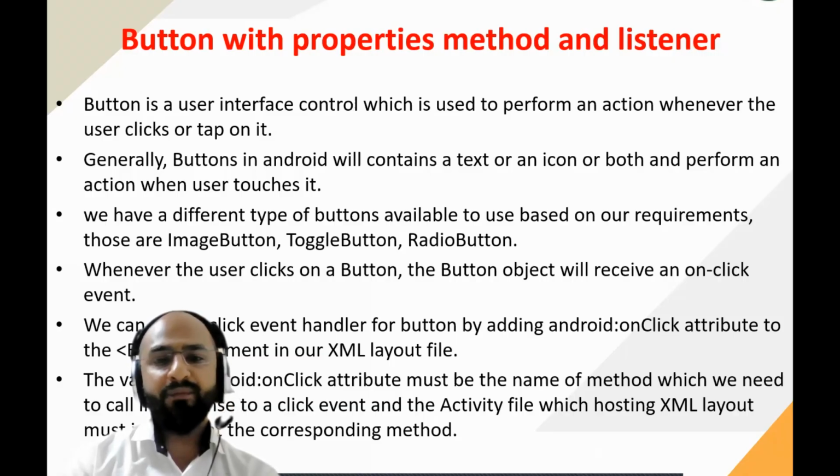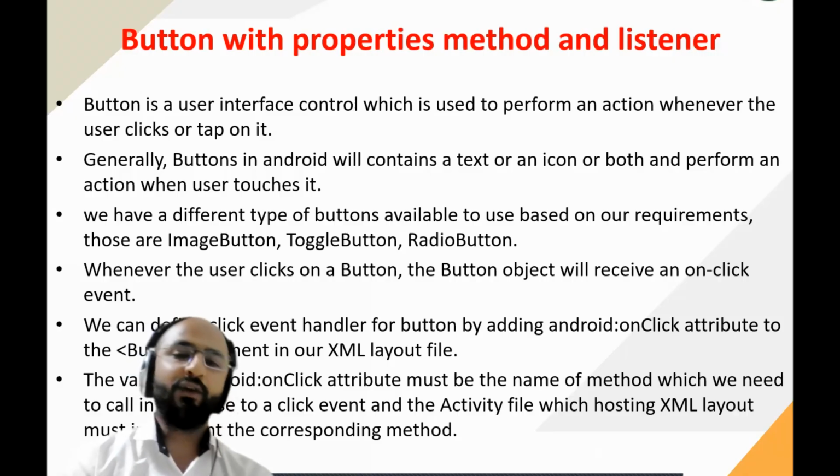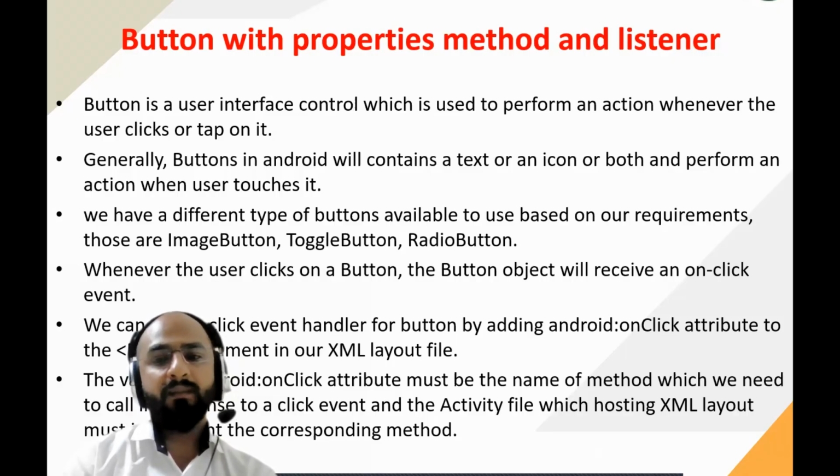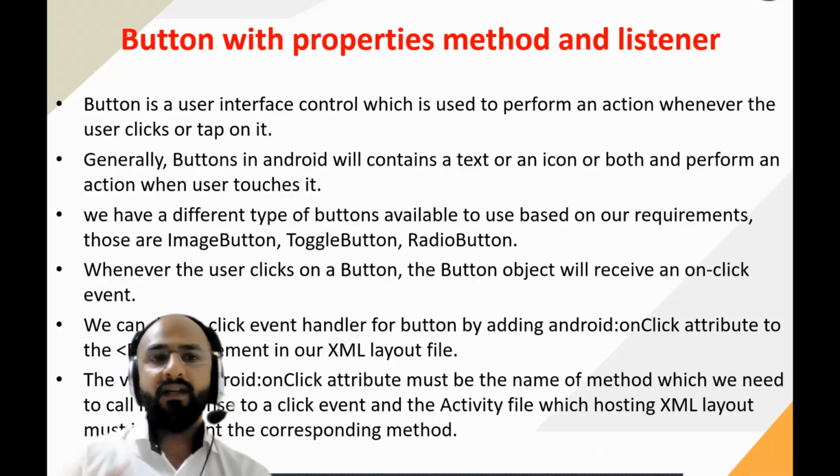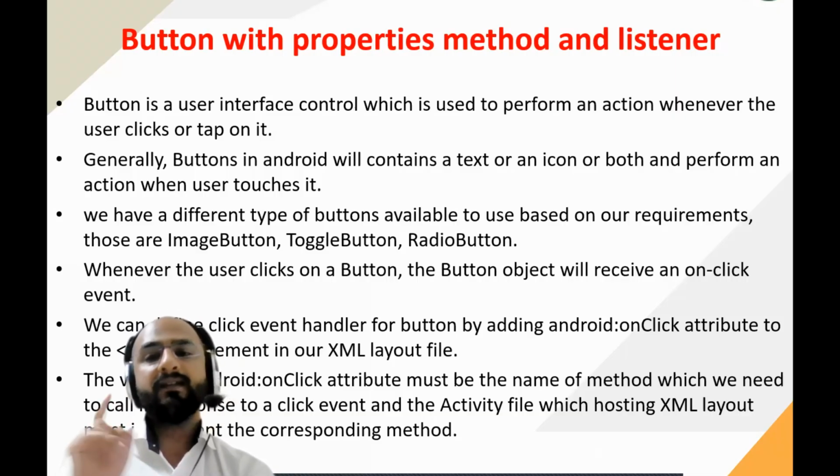We have a different type of button available as per the requirement. Those are image button, toggle button, and radio button. Whenever the user click on the button, object will receive a on click event. So keep this point in your mind. When any button will be clicked, it will call to the on click event, and the listener of these button is set on click listener.